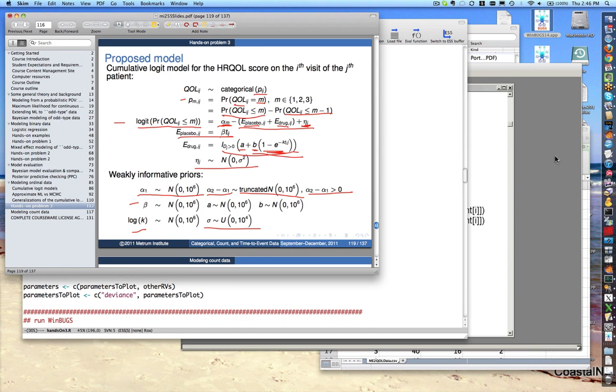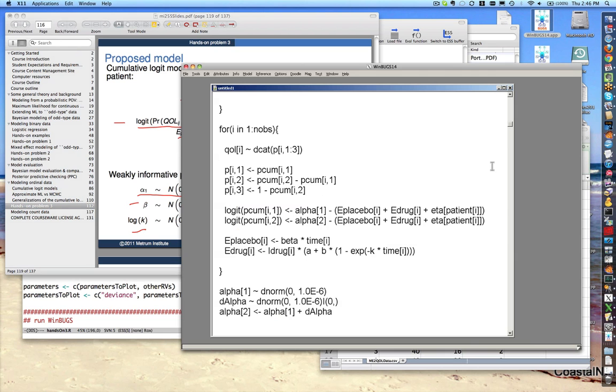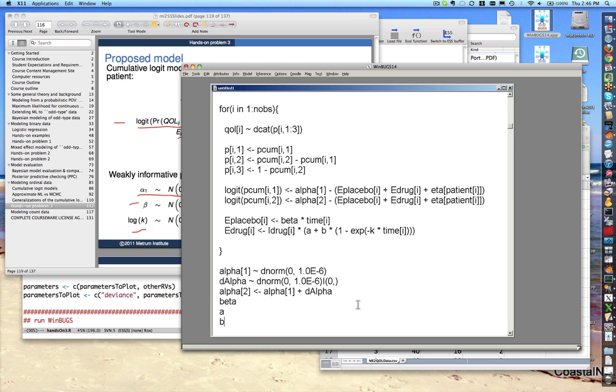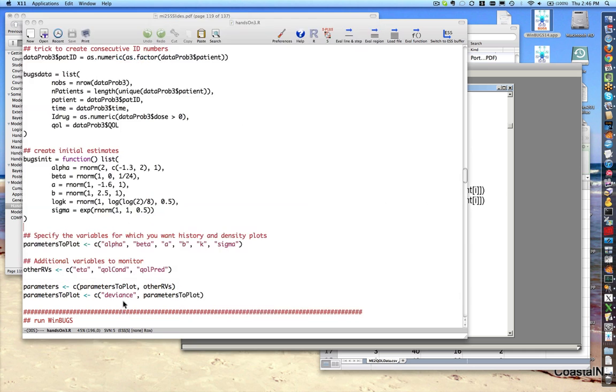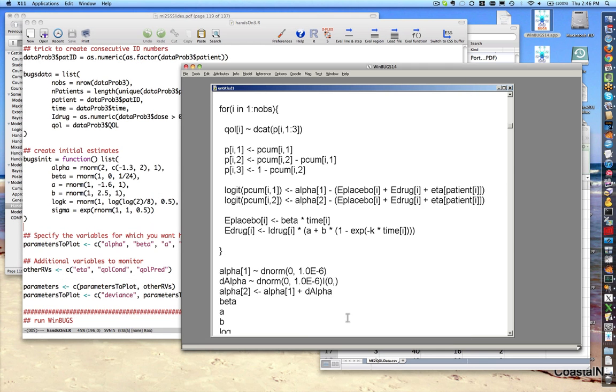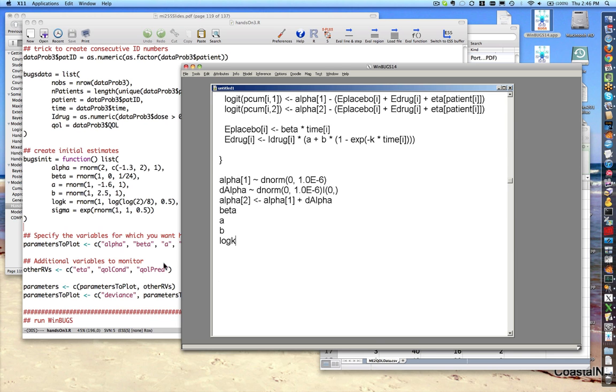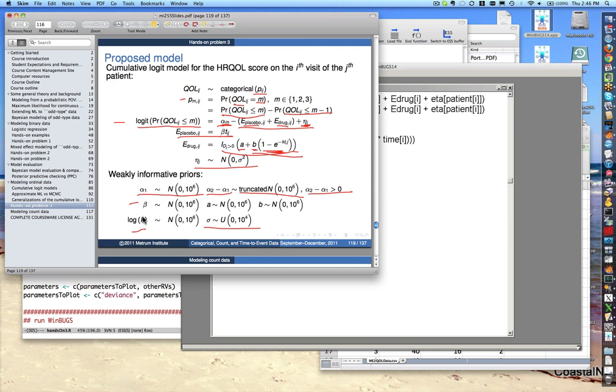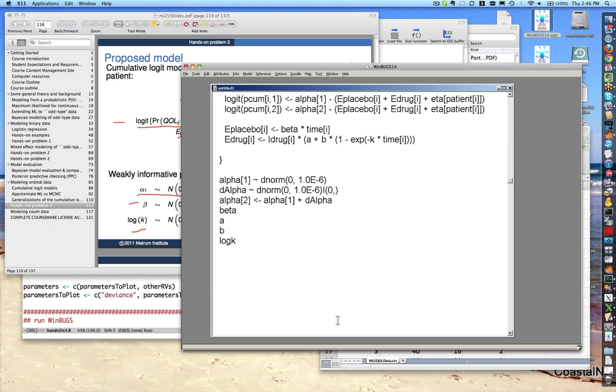Okay, so we got beta, A, B, log, and how did I write that in here? I did not use a capital. Okay, log K. Anything else that I'm missing here? Oh, and I've got sigma. Okay. Ooh, taking too much time by typing all this.